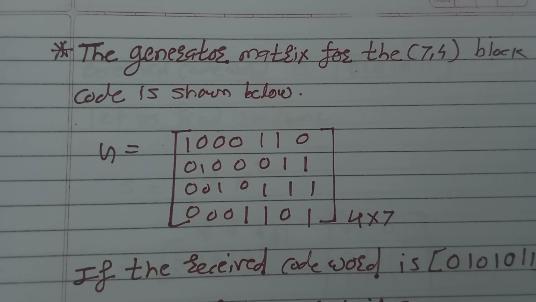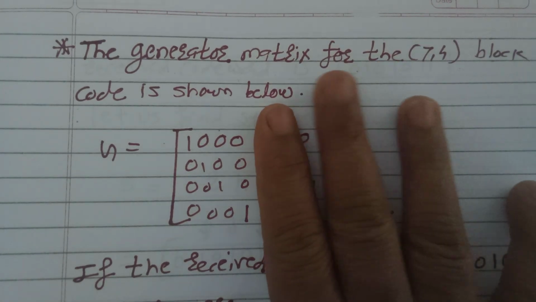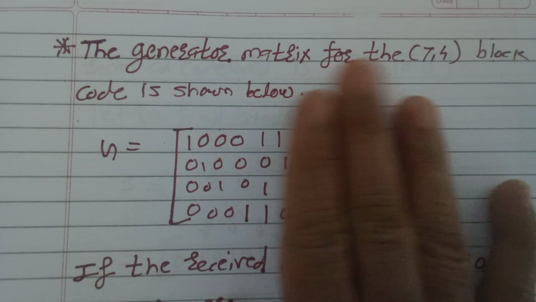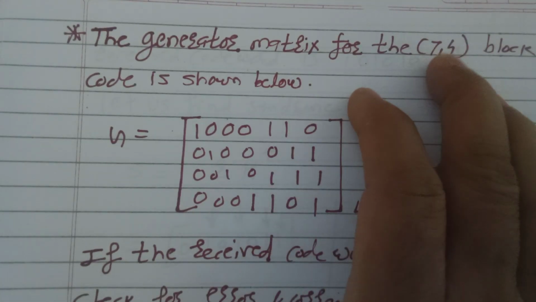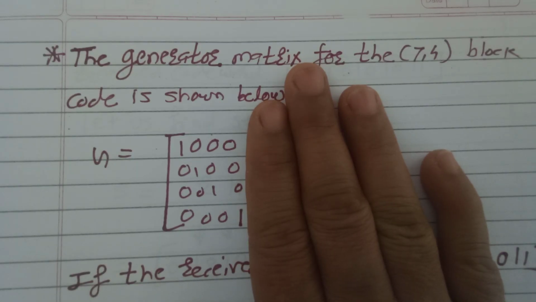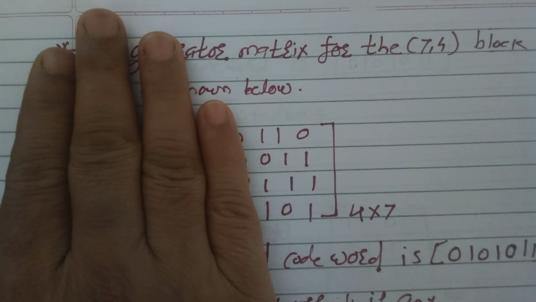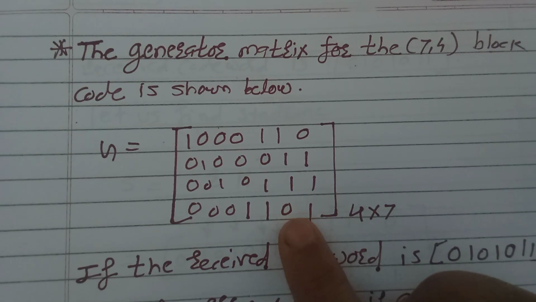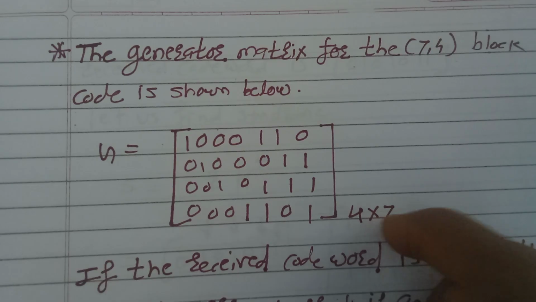The generator matrix for a (7,4) block code is shown below. So this is the generator matrix. It is in the form I_k, that is the identity matrix, followed by the parity matrix. So this is the identity matrix of dimension k. K is 4, so it is a 4 by 4 identity matrix. After that, this is your parity block, and this is your identity matrix. So it is in systematic form. It has 4 rows and 7 columns.